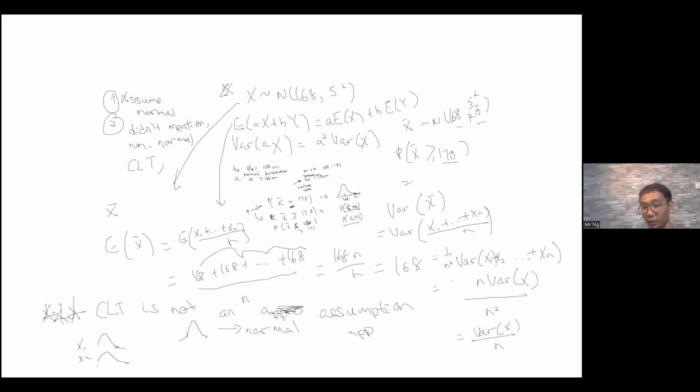These words are important: it's not an assumption, but naturally it will just happen. It will tend towards normal approximately. So that's the meaning of CLT. So in this scenario, you need n to be more than 30.